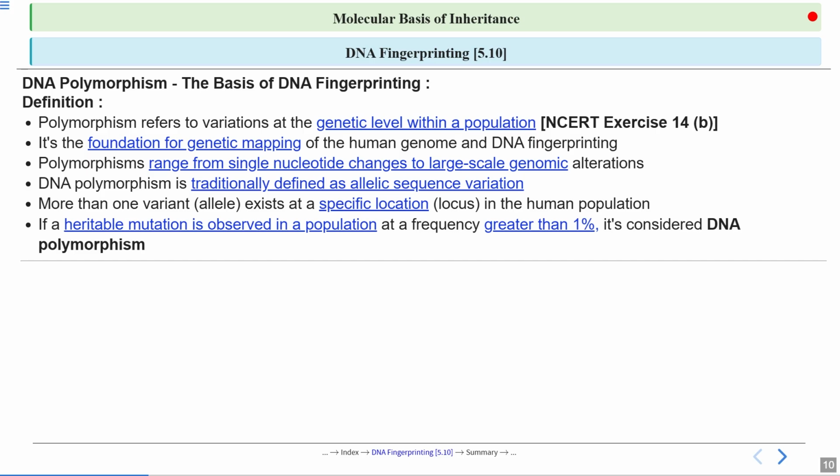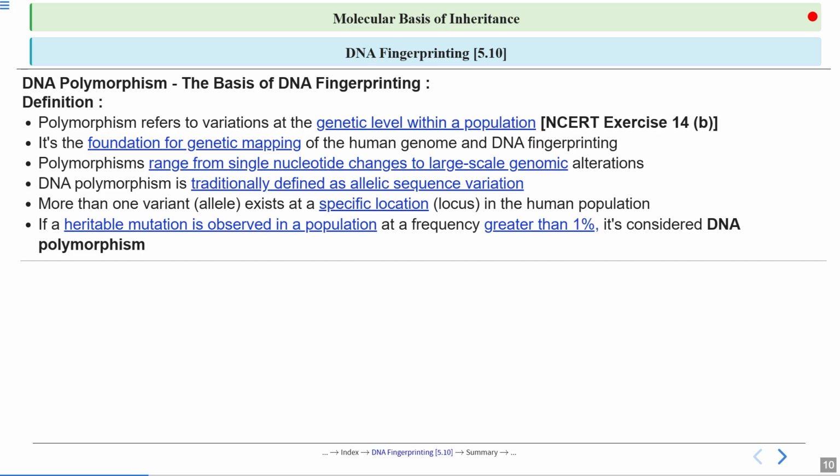Understood? First we are telling what polymorphism is. It is the variation at the genetic level within a population. Okay, it helps scientists in genetic mapping. How? Because scientists use these variations to find where genes are located on a chromosome. These differences can be big or small, like a one letter change, or even a big piece of DNA that is missing.